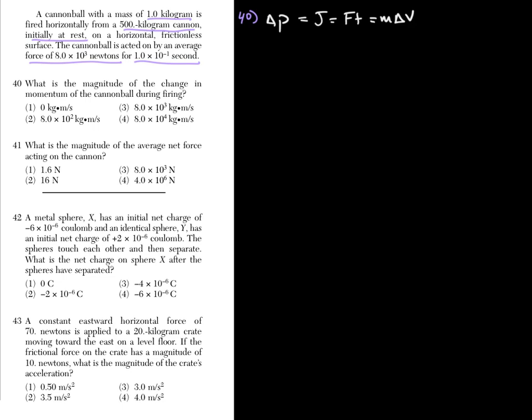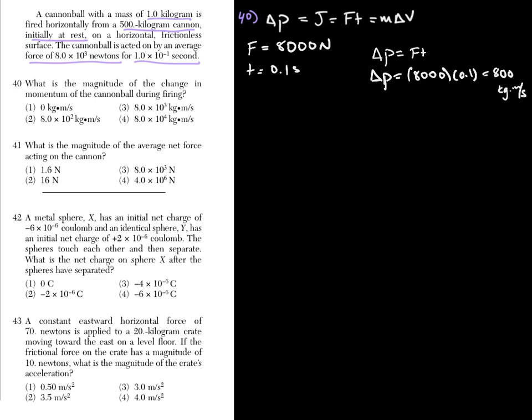Now, we are solving for change in momentum. They happen to give us the time and the force. So 0.01 seconds for time and 8,000 newtons for the force. Change in momentum equals Ft, which is 8,000 times 0.1, and that's 800 kilogram meters per second. And that is choice 2.